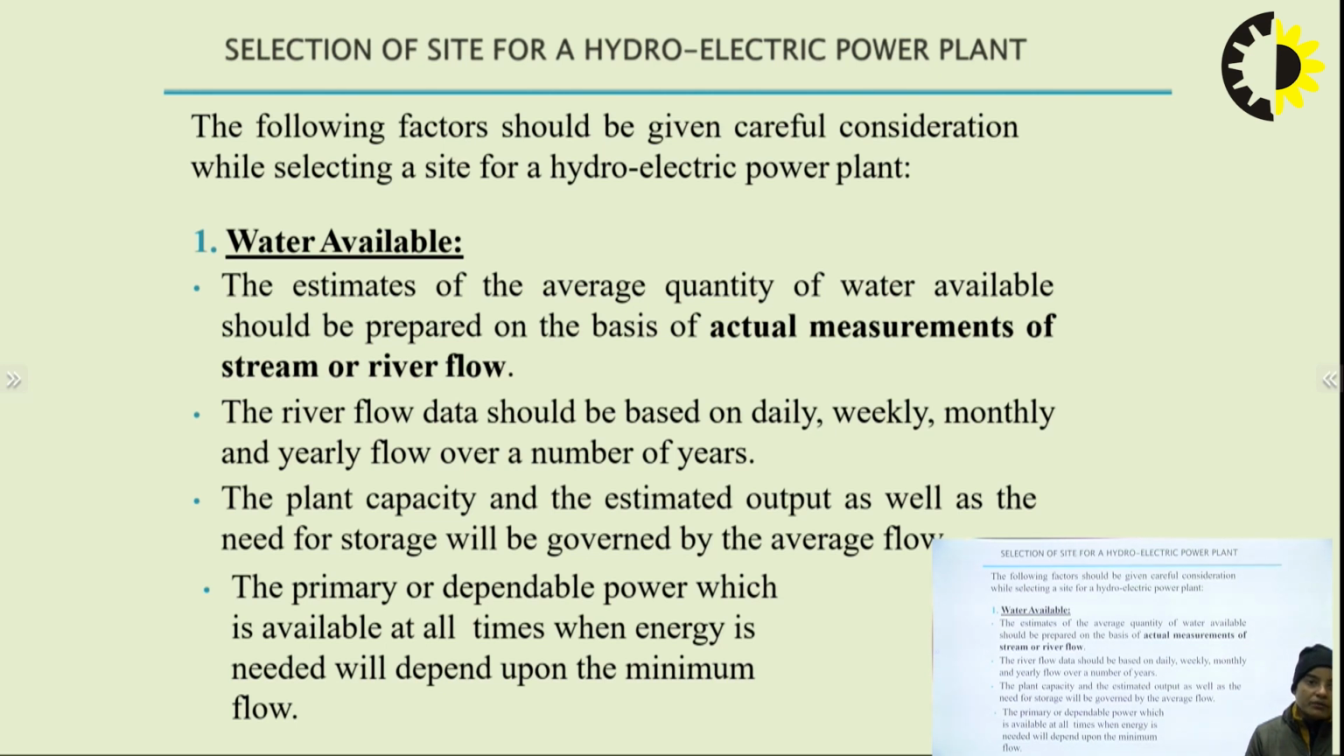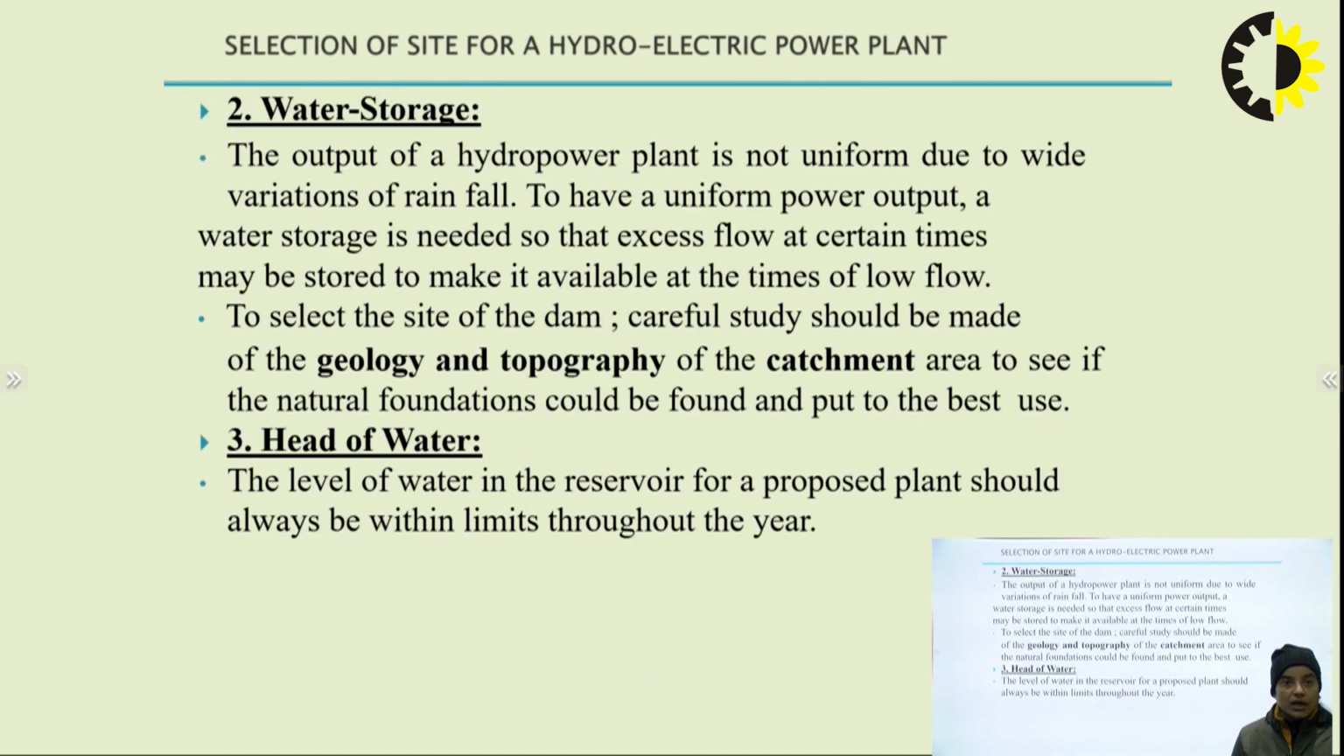The estimates of the average quantity of water available should be prepared on the basis of actual measurements of stream or river flow. So the river flow data should be based on daily, weekly, monthly and yearly flow over a number of years. Okay, so the plant capacity and the estimated output, as well as the need for storage, will be governed by the average flow. So the primary or dependable power, which is available at all times when energy is needed, will depend upon the minimum flow. Okay, so water availability is the important factor while we select the site for the hydropower plant.